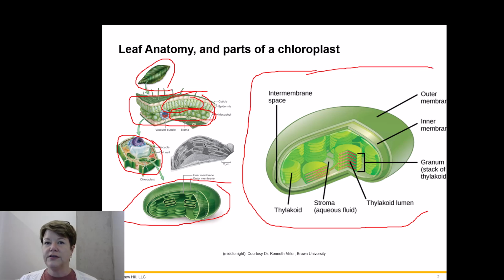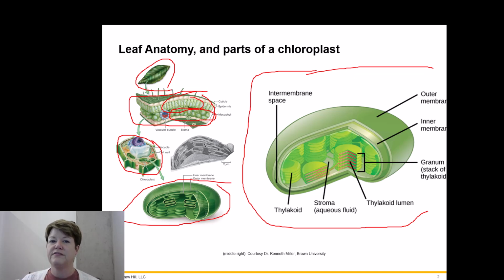Like the mitochondrion, the chloroplast has more than one membrane and more than one space. In fact, the chloroplast has 3 membranes and 3 spaces that have names and that we're going to learn. And so the outer membrane, just like in the mitochondrion, is just a nice smooth outer membrane. It's called the outer membrane. And then inside of that, there's another membrane. It's called the inner membrane.